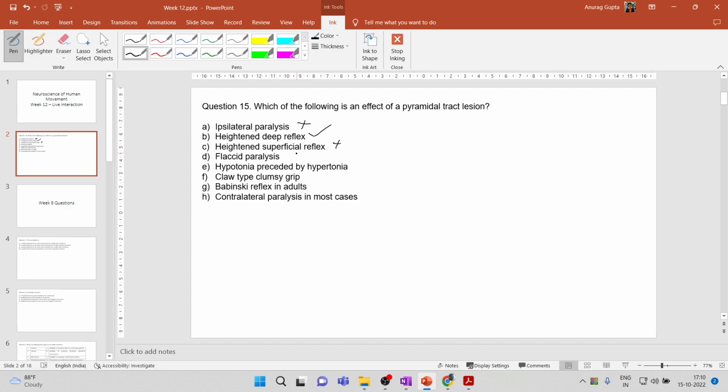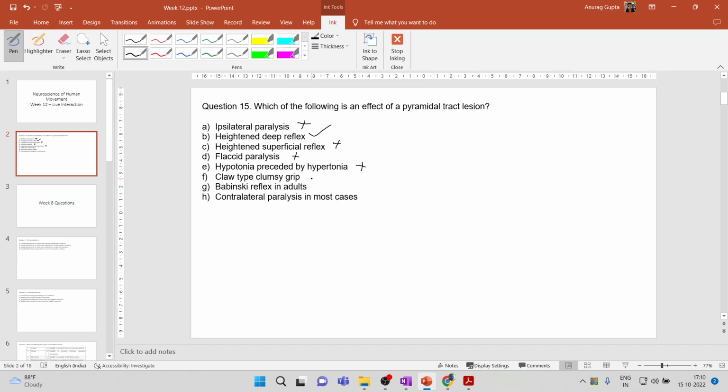Flaccid paralysis is also not correct. Hypotonia preceded by hypertonia is wrong. Hypertonia means an increase in the muscle tone, and hypotonia means a decrease in the muscle tone. It is actually the opposite: first hypotonia happens, then it is followed by hypertonia. So this is also false.